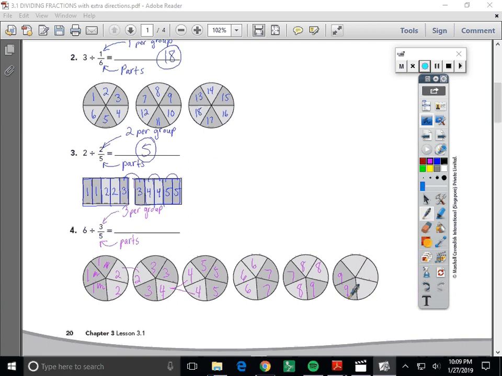And the last thing we have are 3 remaining pieces, which is perfect because that will give us another group of 3/5. How many total groups did we make? The answer would be 10. We made 10 total groups.